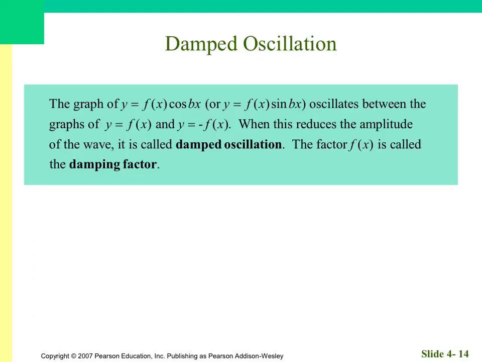Copy down these. So it says the graph of y equals f of x cosine b of x, or y equals f of x sine b of x, oscillates between the graphs of y equals f of x and y equals negative f of x. When this reduces the amplitude of the wave, it is called a damped oscillation. The factor f of x is called the damping factor. We'll do a problem like this in class, so be ready.